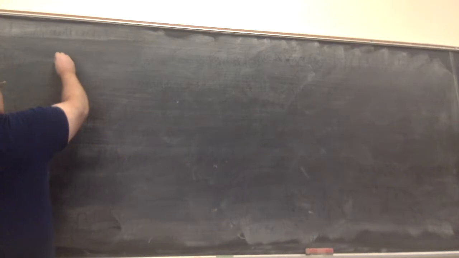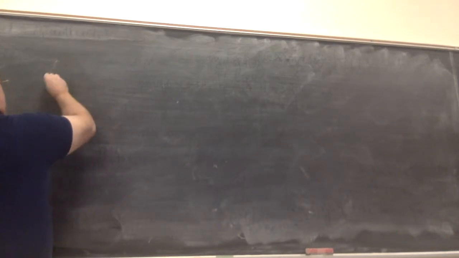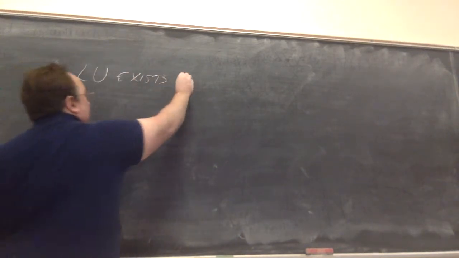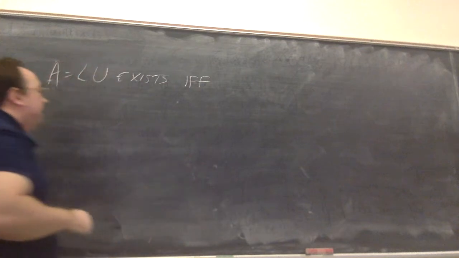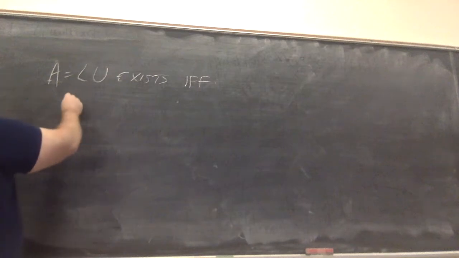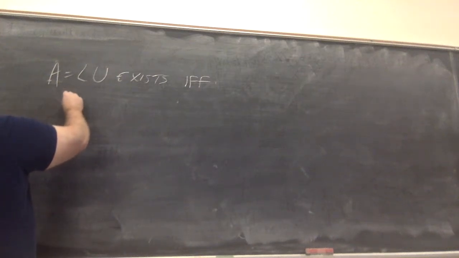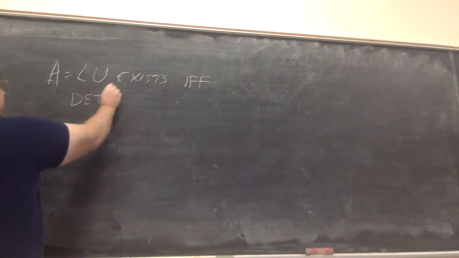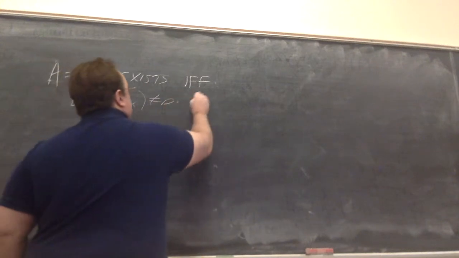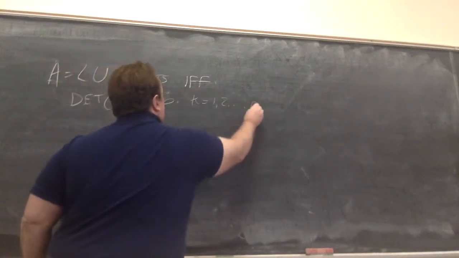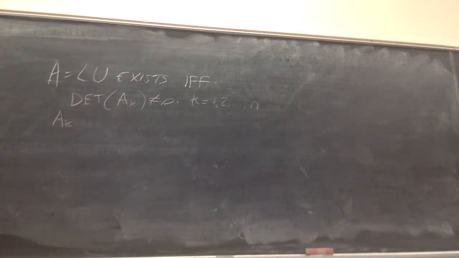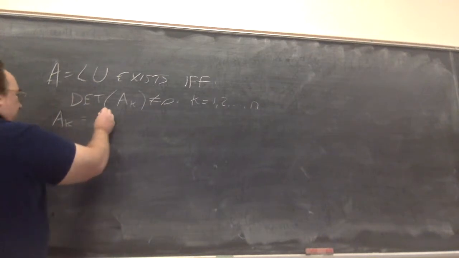So this decomposition, A equals LU, exists if and only if, actually I need to give some notation first. The determinant of these matrices, A_k, is non-zero, where A_k I'll describe two ways. First, using a Matlab-like syntax, and then I'll draw a diagram.